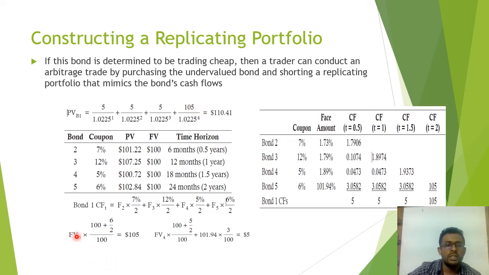So the percentage of face amount that we are going to take is FV5. That, into the rate it is trading, including the coupon, should be equal to 105. So it is 100 plus 6 by 2, divided by 100, should be equal to 105. Then F5 will be equal to 101.94. So likewise, we'll find out F5, F4, F3 and F2 based on the cash flow.